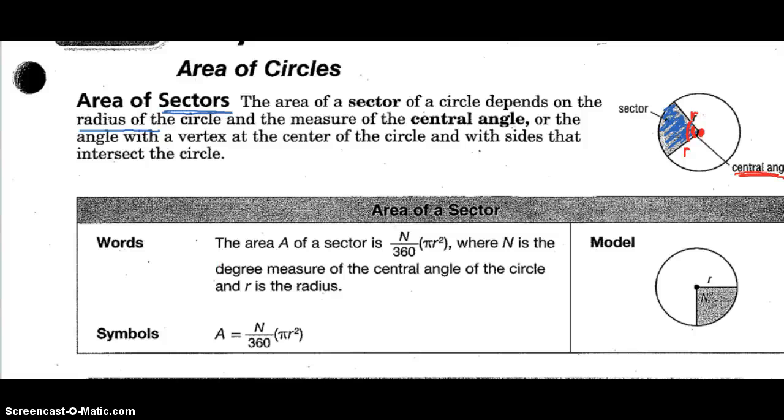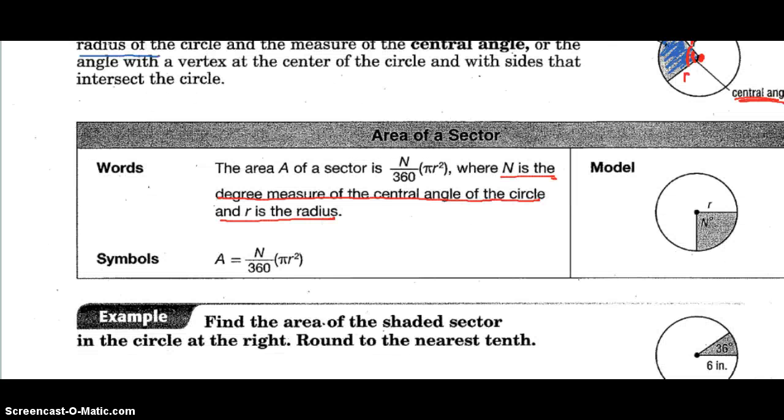All right, here it is in words. The area of a sector is N, where N stands for your central angle. N is the degree measure of the central angle of the circle. And R stands for the radius, so it's N over 360 pi r squared. So in other words, what fraction of the circle are you looking for?